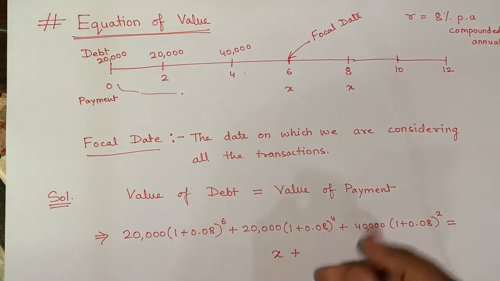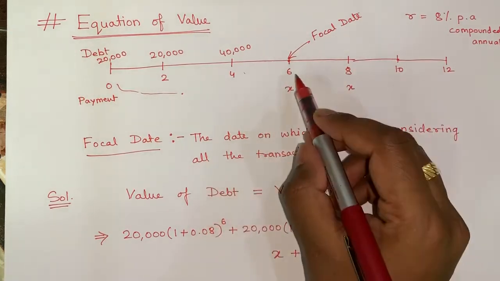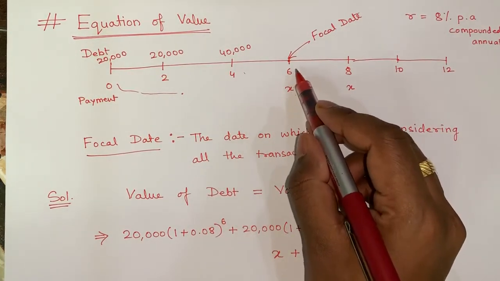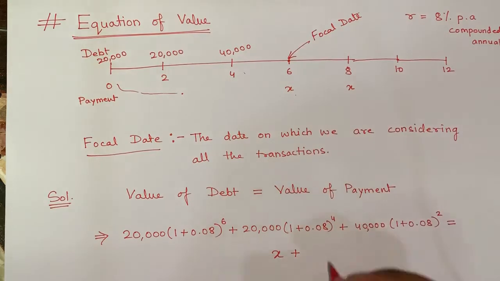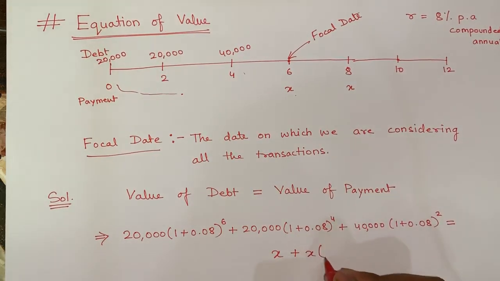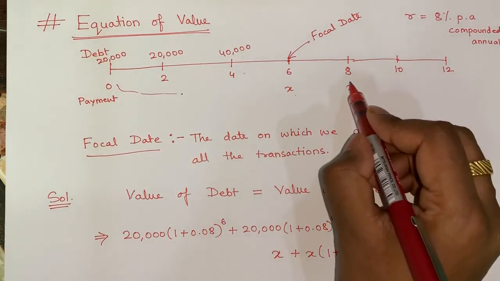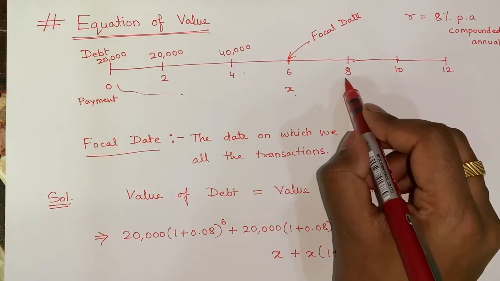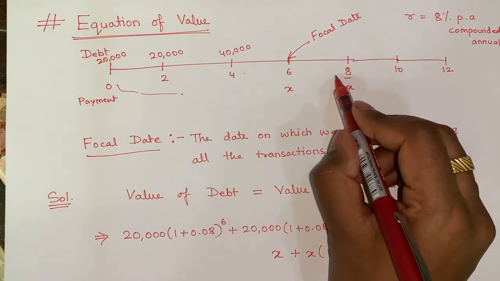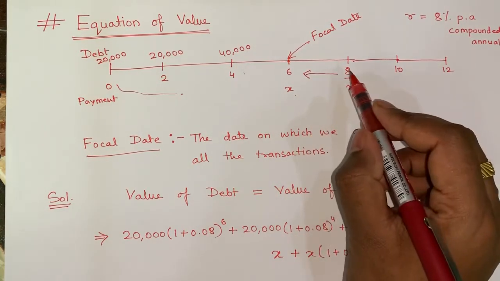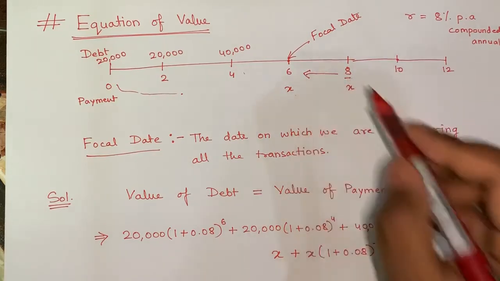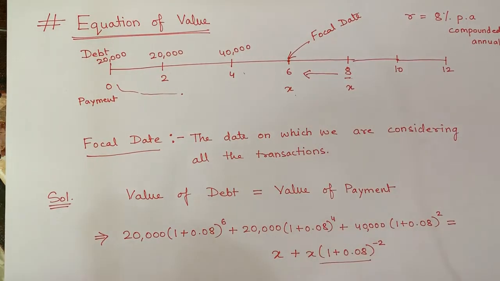x plus, now for x we are not doing any discounting because the value of x in the 6th year will be equal to x only, plus x (1 + 0.08) to the power minus 2, because the value of x would be at 8th year, so we need to discount it back for 2 years.